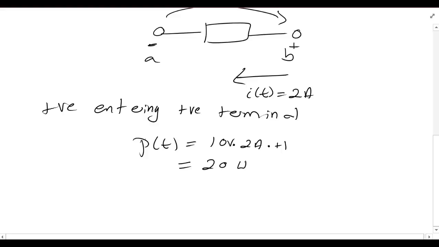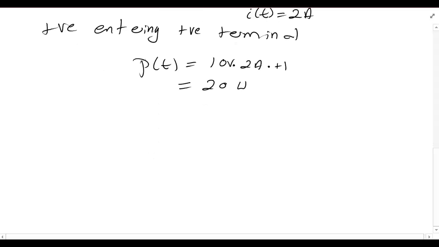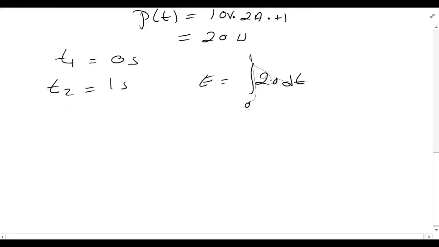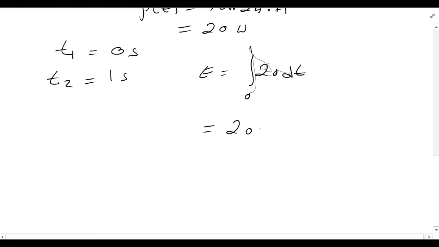Now we need to find the energy from this, and we integrate. But integrate from what to what? Notice how I just said find the energy. I haven't given you enough information to use that formula we've just derived. So let us allow t1 to be 0 seconds and t2 to be 1 second. Then my energy is the integral from 0 to 1 of 20 dt. This integral is 20t from 0 to 1, otherwise known as 20 joules.